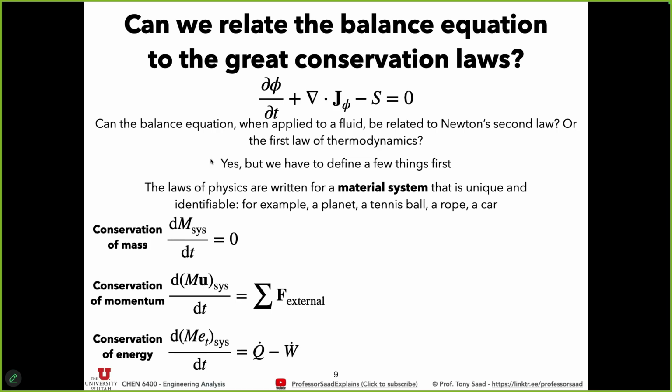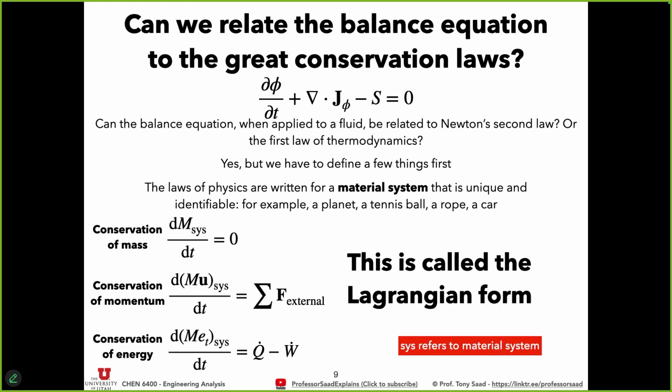So that's called the material system. It's uniquely identifiable. You have to bear that in mind. Now, the subscript "sys" in these equations refers to this material system. So when I say take Newton's second law, you're applying it to a material system, okay? It doesn't readily apply to a fluid, okay?